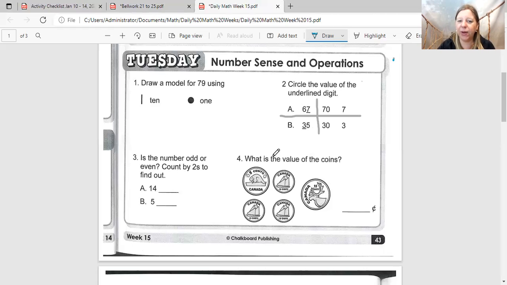Number 4, what is the value of these coins? Look on each coin, it marks what the value is, how many cents each coin has. Add those numbers up. You can use your 100 chart that you were given last week to help you add all those numbers up and record your answer here.